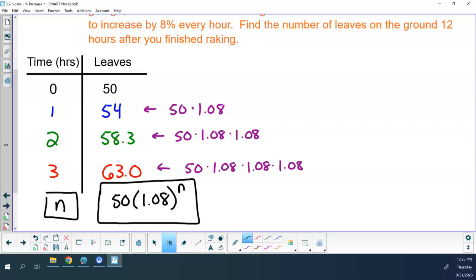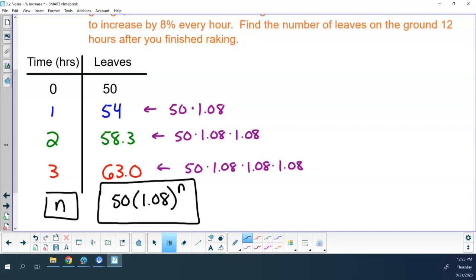The question is asking, find the number of leaves on the ground 12 hours after you've been binge watching Suits for 12 straight hours. Okay? So how many leaves are on the ground now, 12 hours later?